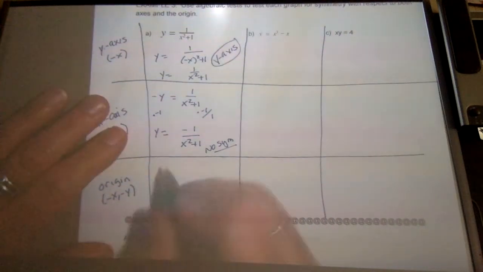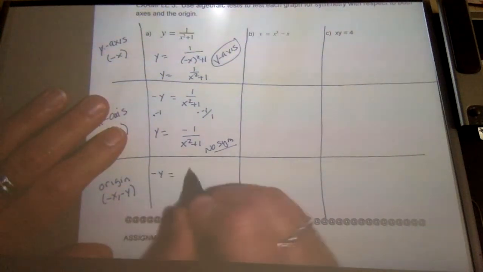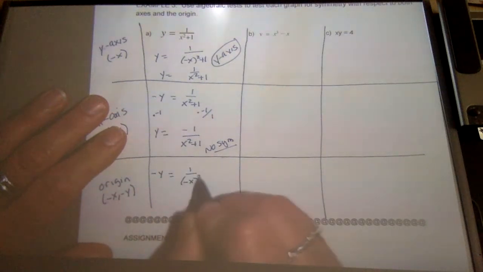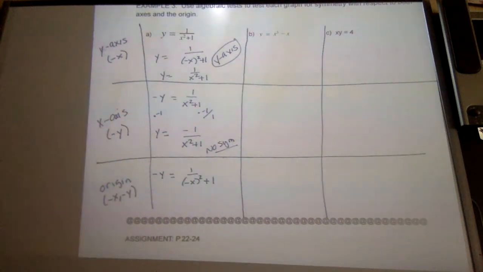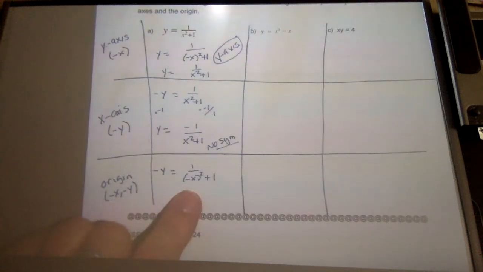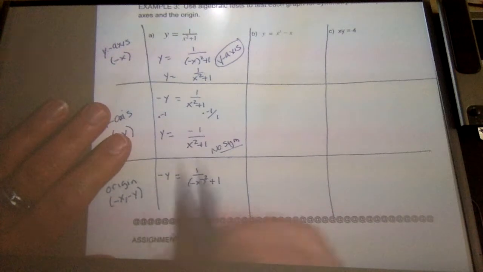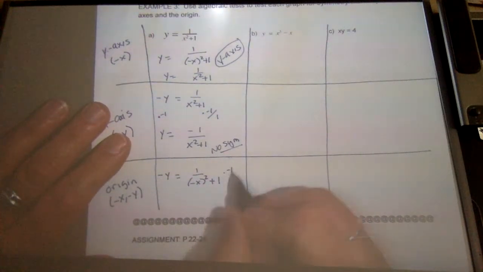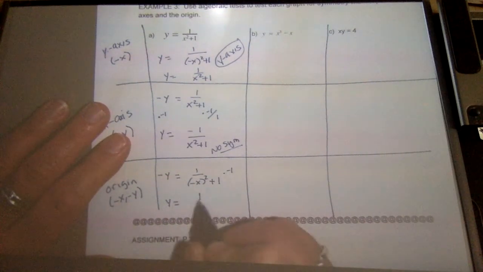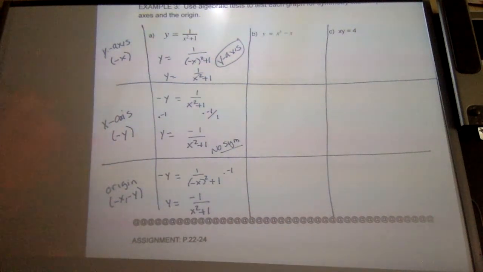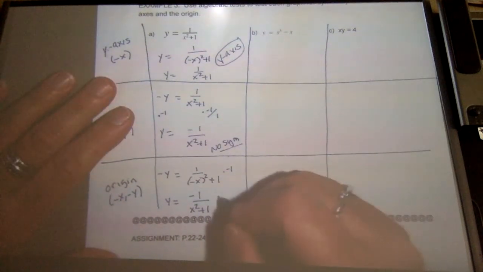Then for the origin, I plug both in. What do you think is going to happen here? Are we going to come up with the original one? Now, when I square that denominator, I'm right back to this problem here. So this is like multiplying by negative 1. So I get negative 1 over x squared plus 1. So we have no symmetry here.